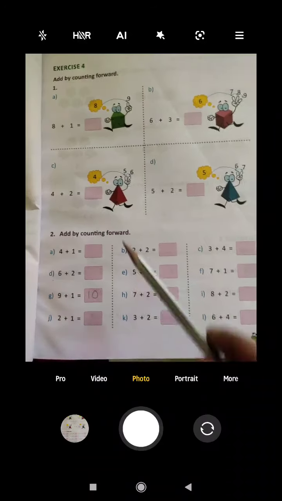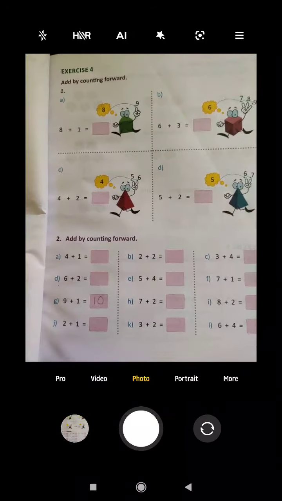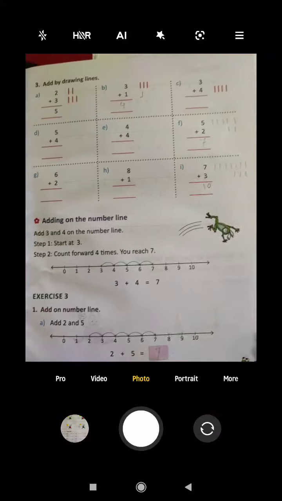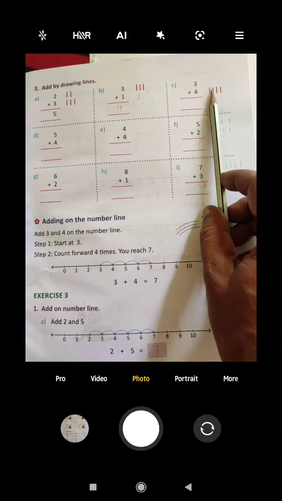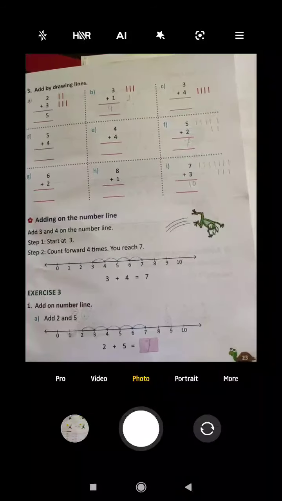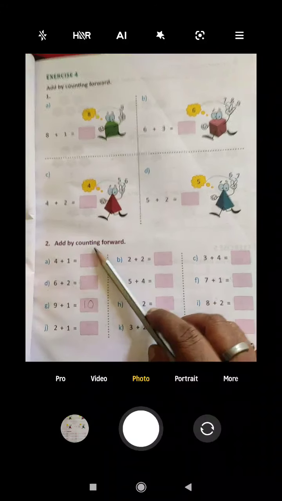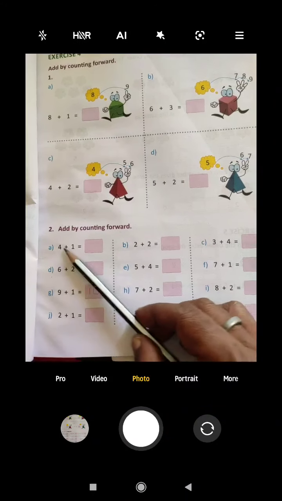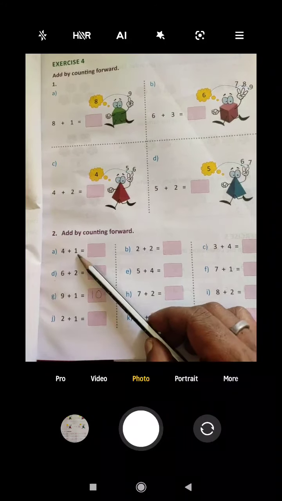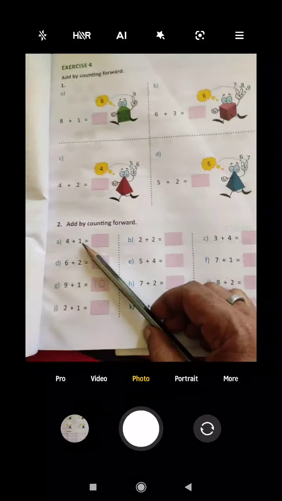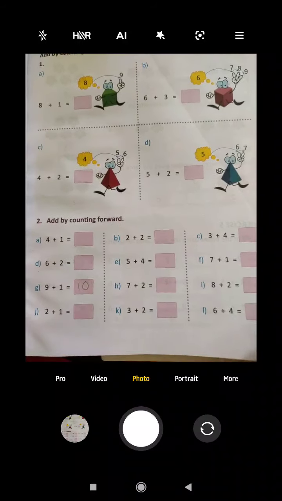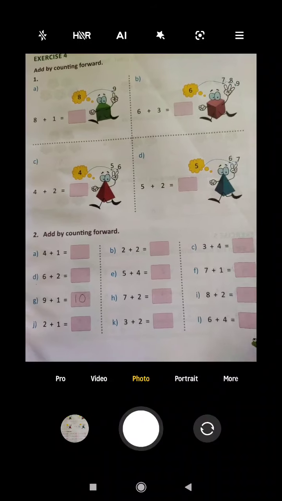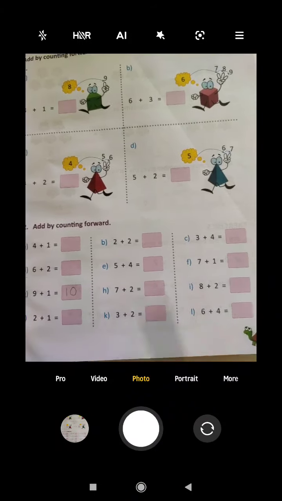So, here we had done one more way, by putting the drawing lines. If you have problems, then you can draw the lines also. You can draw 4 lines, after that 1 line, and then add these things as a whole. So after that the result will come automatically, right? In that way also you can do all these things, like 6 plus 4.